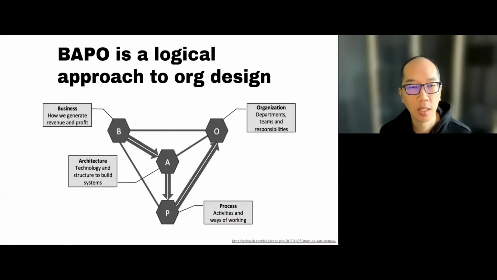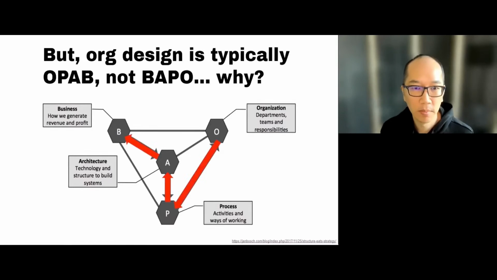BAPO is what I think is a logical approach to org design. You start with your business strategy, design your technical architecture to support that business strategy, design ways of working that support that technical architecture, and design an organizational structure that facilitates those ways of working. This isn't a purely linear process and should be iterative, but the general order of priority makes sense.